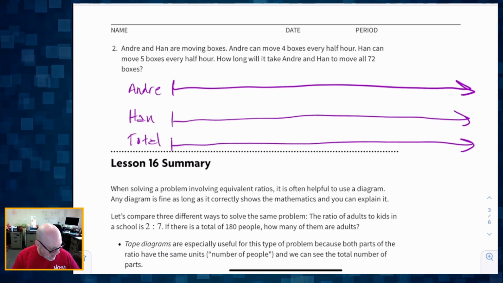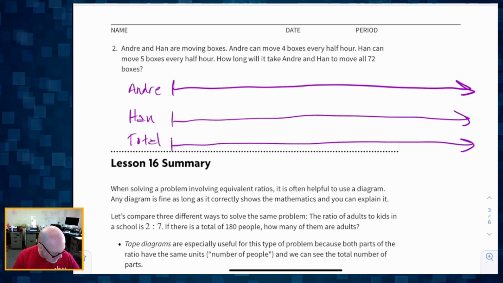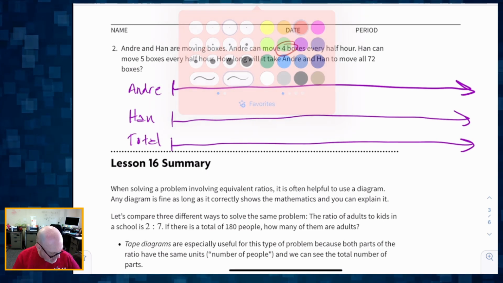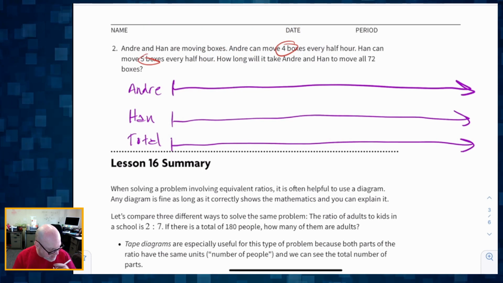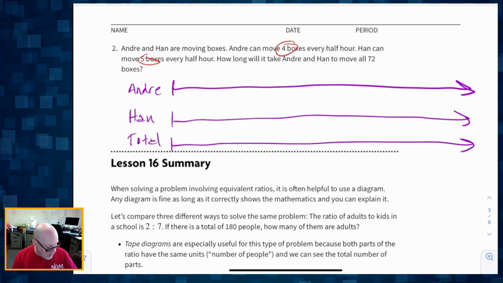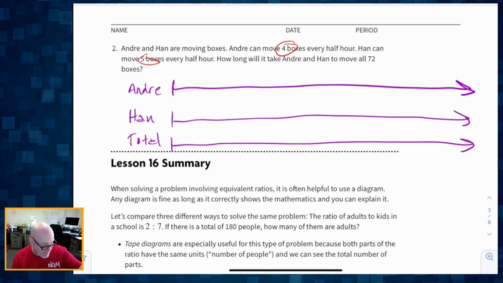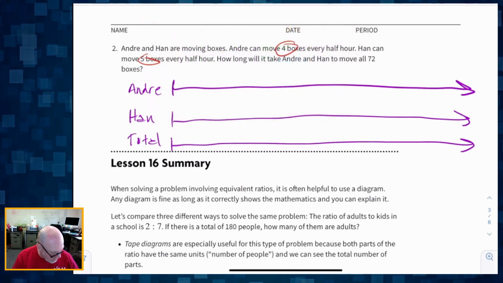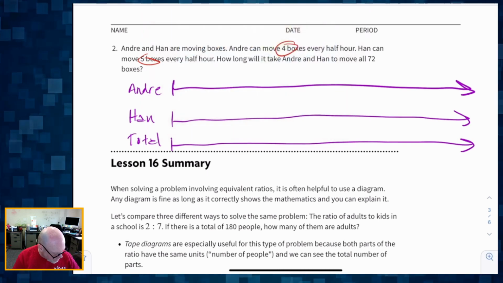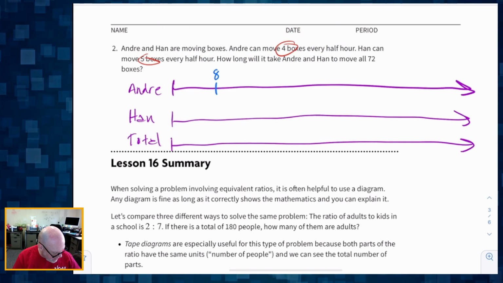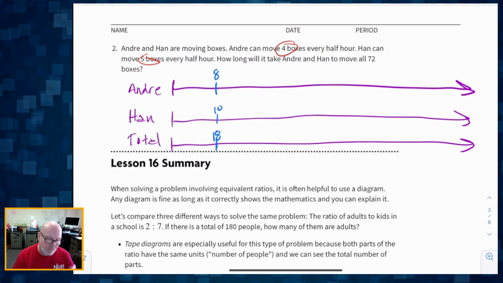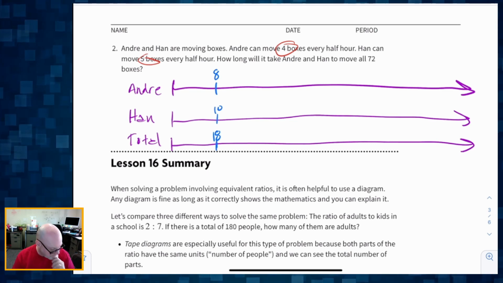So in 1 hour, let's see, Andre is going to move 8 boxes, and Han is going to move 10 boxes. In an hour, Andre is going to do 8 boxes because 4 is a half hour. And Han is going to do 10. So in 1 hour, let's do it in blue, Andre is going to do 8, Han is going to do 10, and that's a total of 18. And that represents 1 hour.